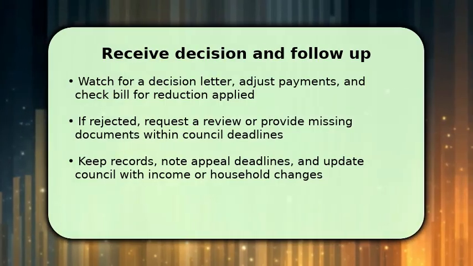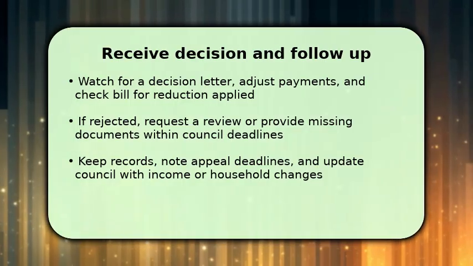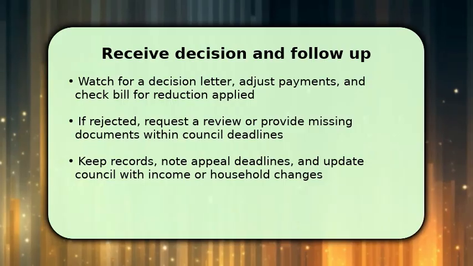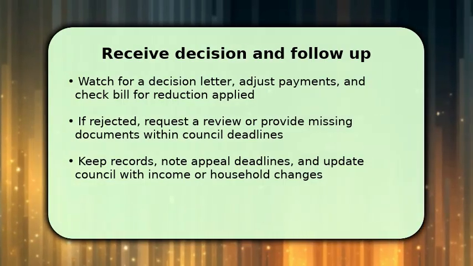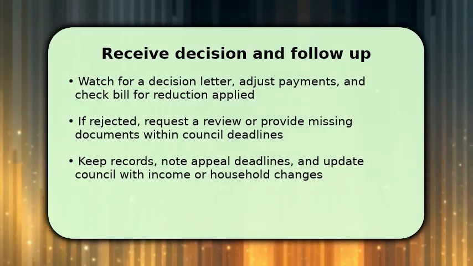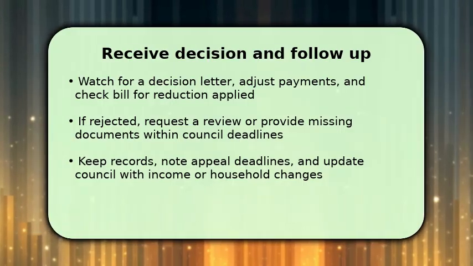If the decision is lower than expected or rejected, request an internal review promptly and supply any missing evidence. Deadlines matter. Make sure to tell the council about income or household changes to avoid overpayments. Troubleshooting tip: if evidence is lost or delayed, request an extension and provide a signed statement of circumstances.